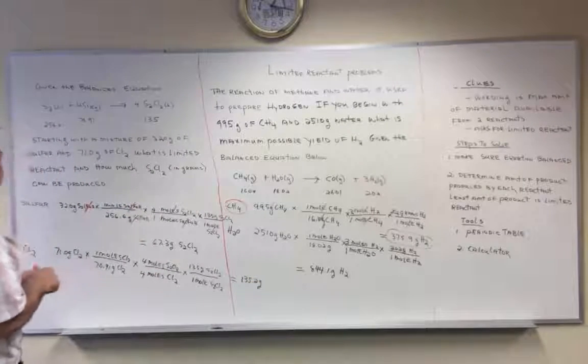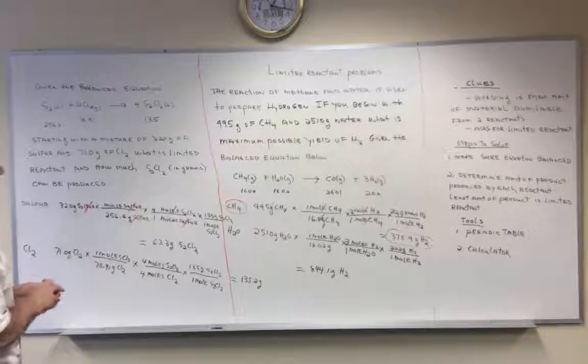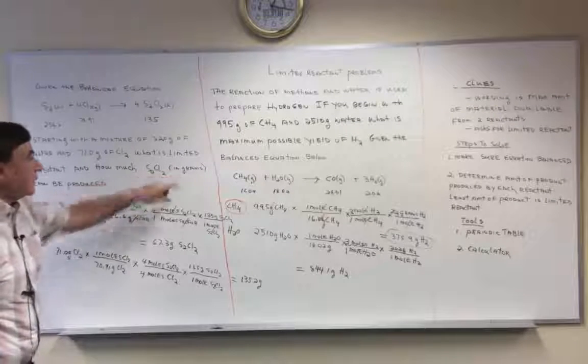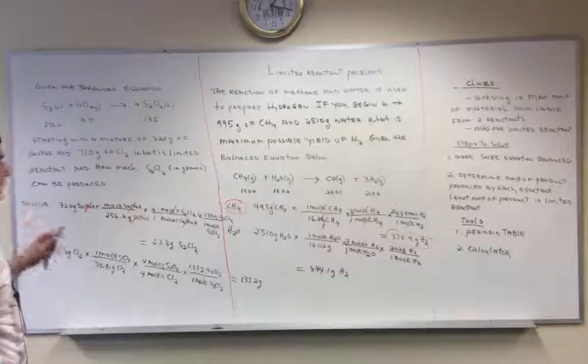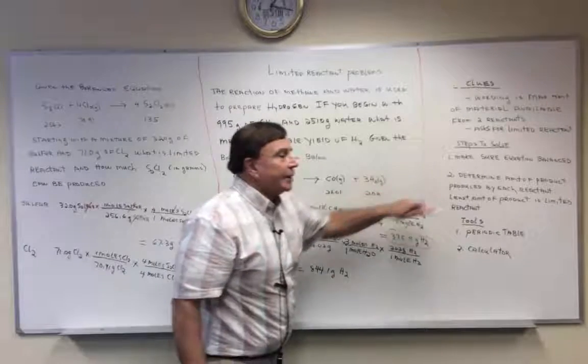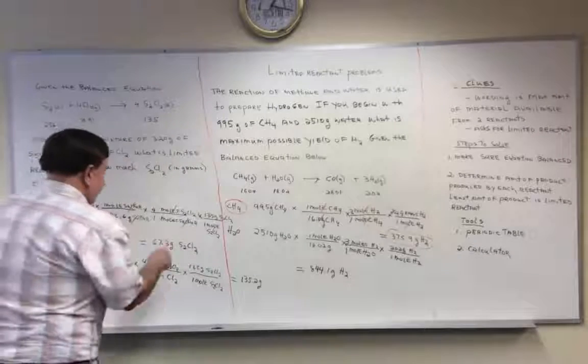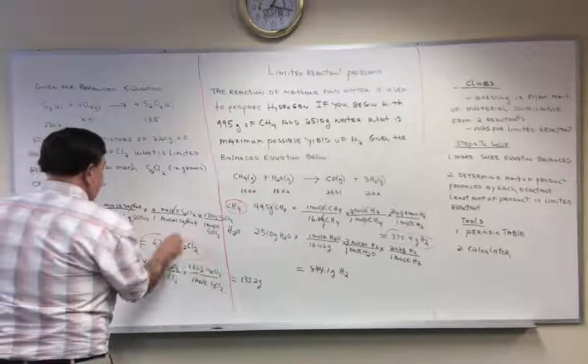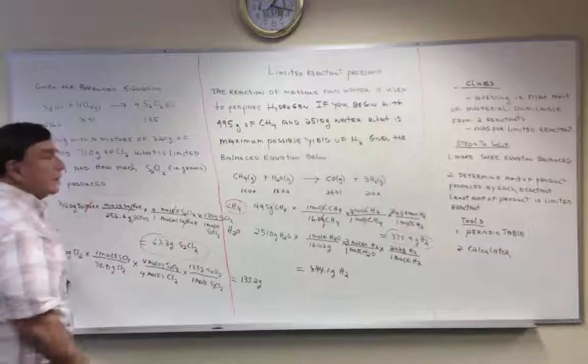Okay, let's go back and look at the problem. The problem wants to know what is the limited reactant, how much S2Cl2 in grams is produced. Well, based on what we said, the least amount of product is the limited reactant. So what produces the least amount of product? Sulfur. So sulfur is the limited reactant.